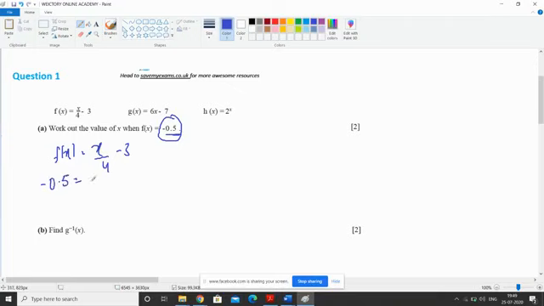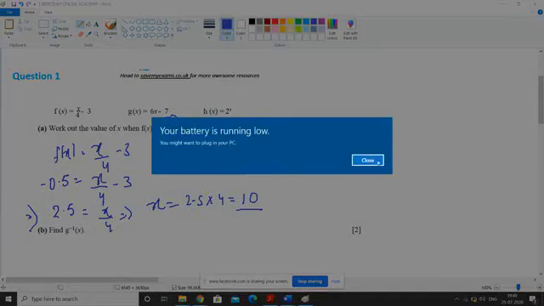Be careful here. So minus 0.5 equals x over 4 minus 3. Now this 3 will go that side and becomes 3 minus 0.5, which will give you 2.5 is equal to x over 4. Now you will get x is equal to 2.5 multiplied by 4, which will give you 10. So x is 10.